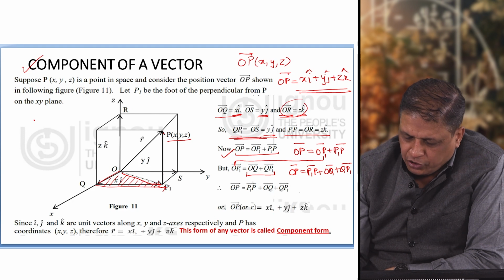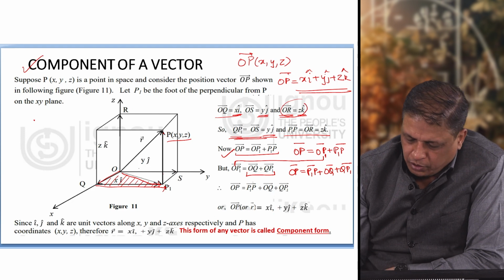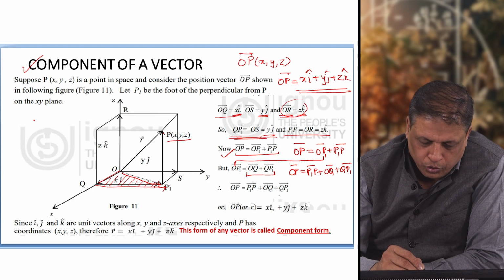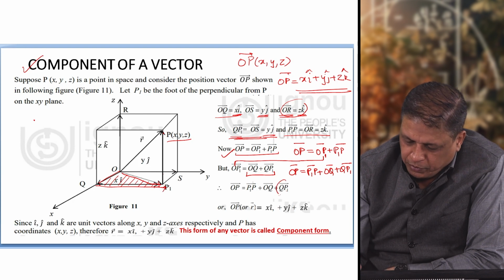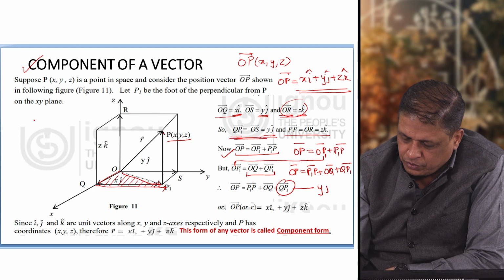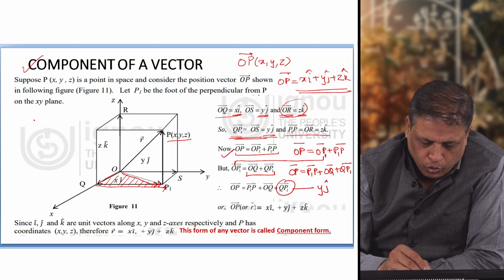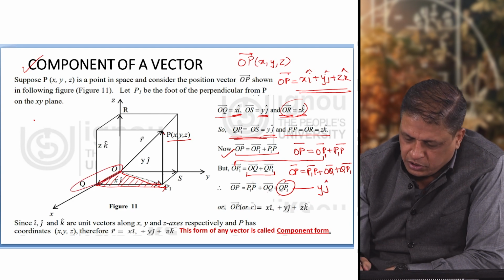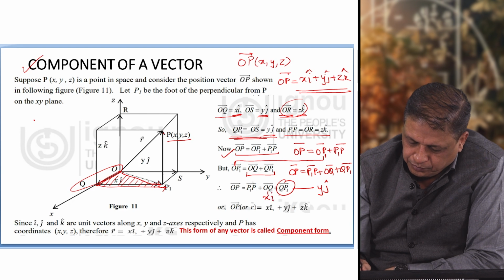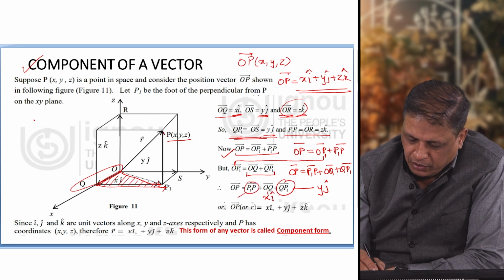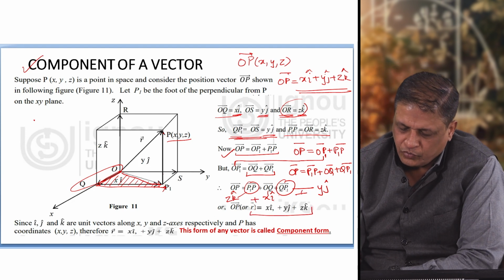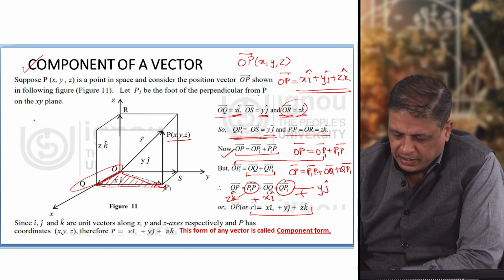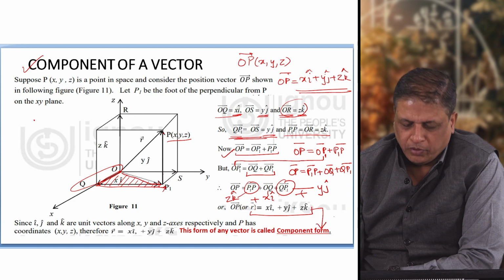So, representing QP1, what is QP1? QP1 is nothing but Yj. OQ is this, so this is nothing but Xi, and PP1 is nothing but Zk. So, that means they can be represented in the sum form as xi plus yj plus zk, which is nothing but the component form of the vector.